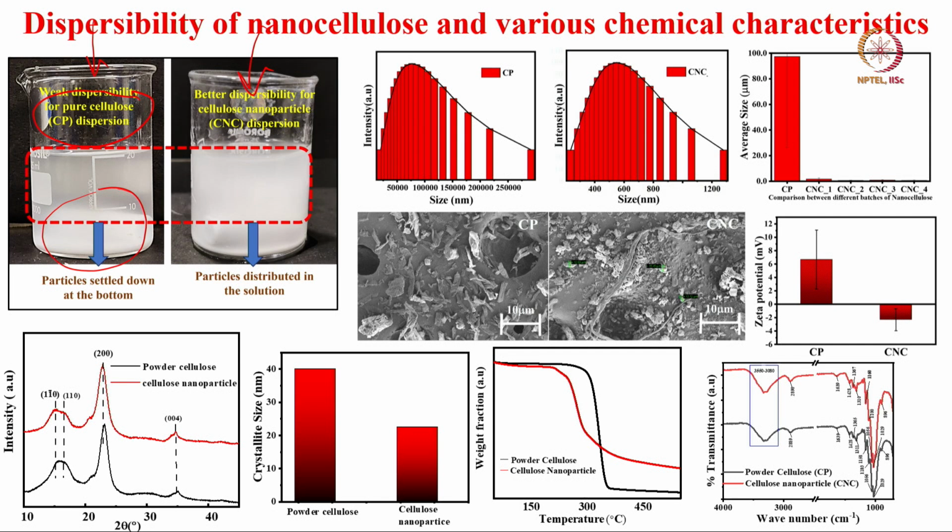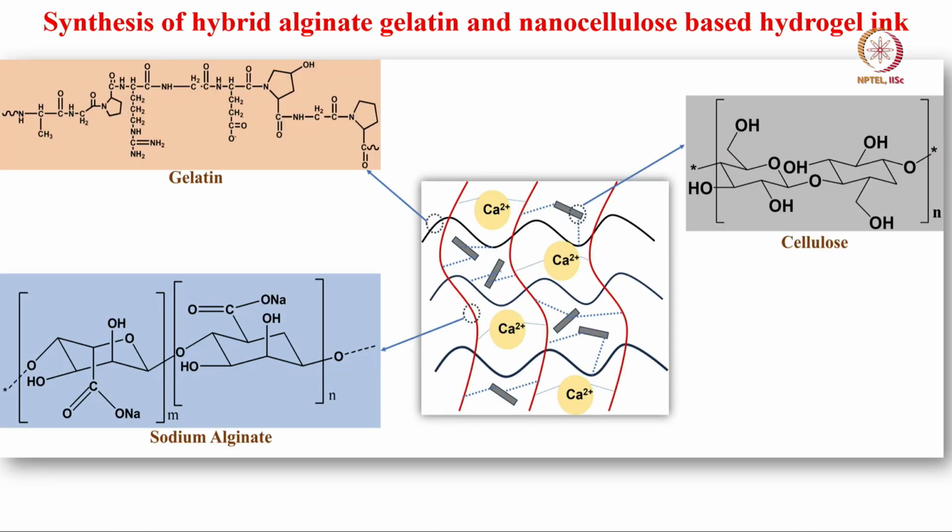This is a comparison between different batches of nanocellulose, and here you can see the size is around 400 or 500 nanometer, and you can see how the nanocellulose particles are dispersed in the scanning electron microscopic image. Crystallite size, as we have determined using the X-ray diffraction technique, is around 20 nanometer and so on.